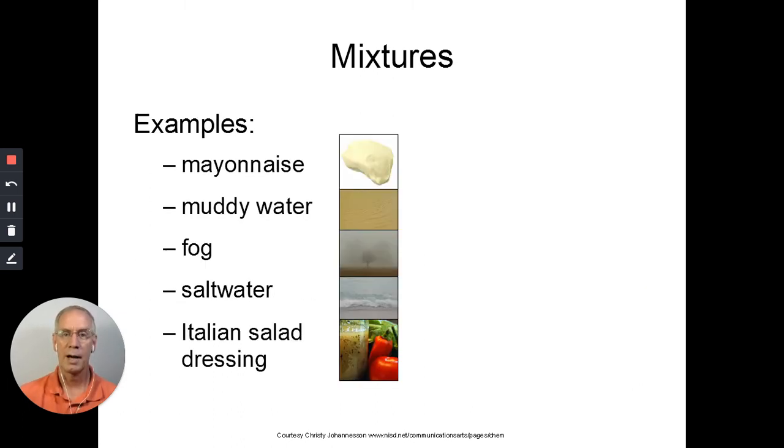So let's see how much of this you've actually understood. I have some examples for you to try to classify. So mayonnaise. Now I'll just remind you, they make Hellmann's mayonnaise and they make Miracle Whip that looks kind of like mayonnaise, right? And they're different, aren't they? So it's not an element, and it's not a compound. So it must be a mixture. So is it hetero or homogeneous?